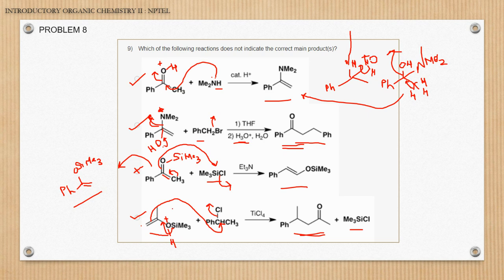This is the right reaction, but the product given in option number 3 doesn't match with the reaction. So that is why the product is this, not this, on this particular reaction sequence. That is why we can say that yes, this reaction doesn't indicate the correct main product. So is it clear why option C is the correct one?